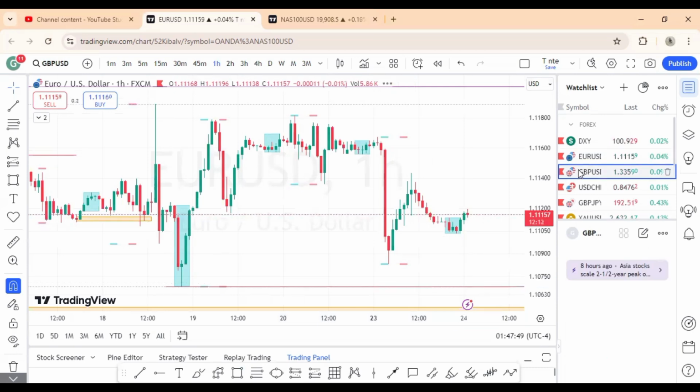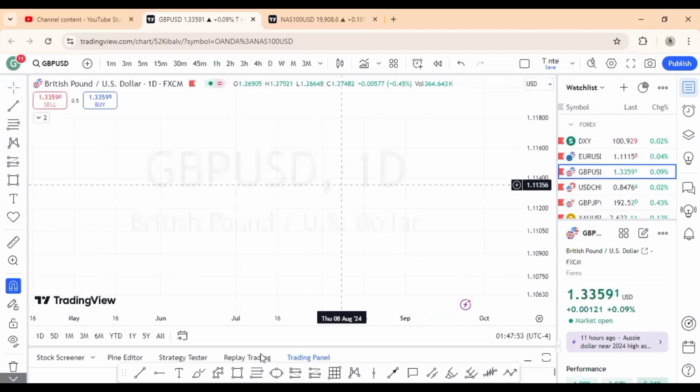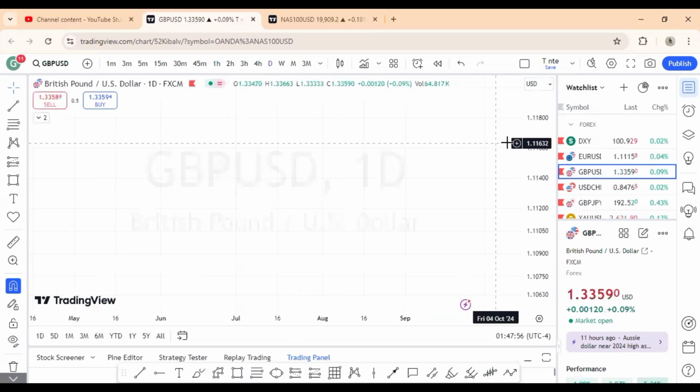So let's look at GBPUSD. GBPUSD should also give us something very similar, right? Since we have been seeing bullishness on the remaining pairs, right?